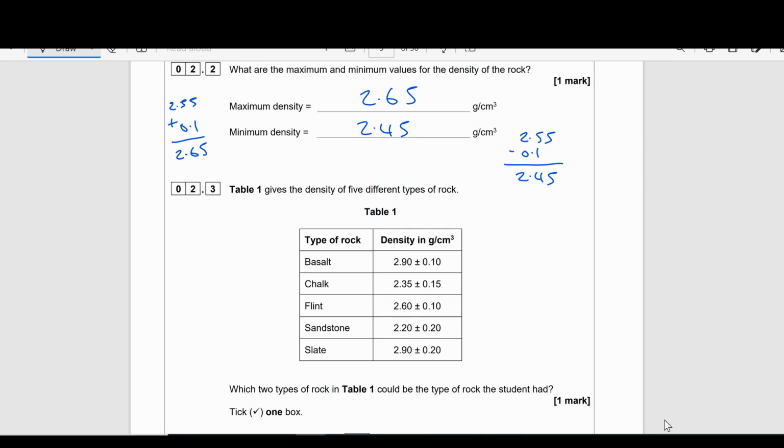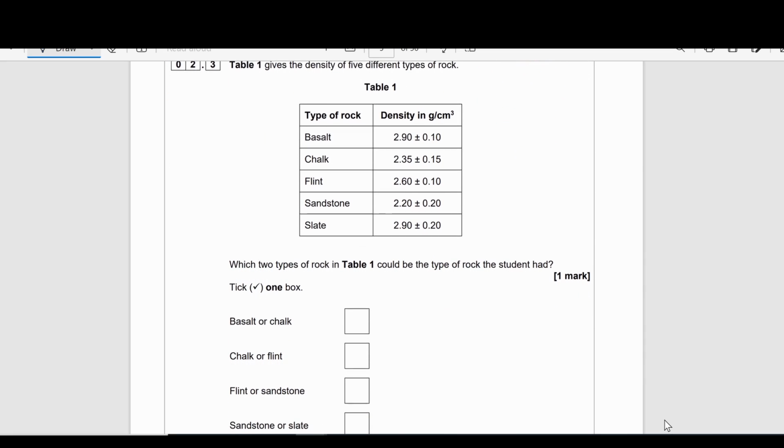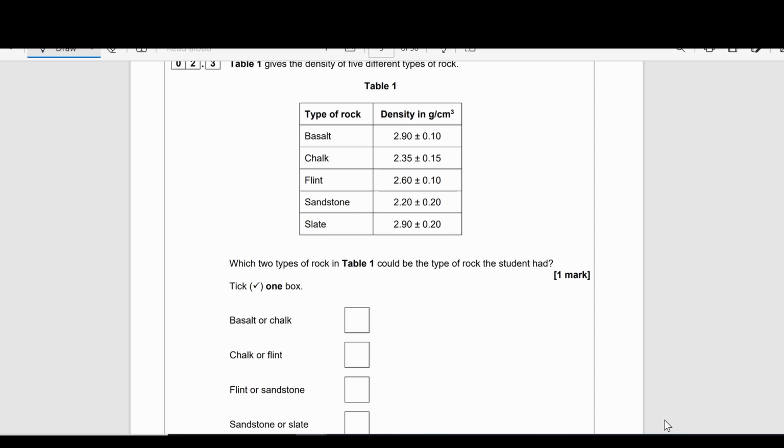2.3. Table 1 gives a density of 5 different types of rock: basalt, chalk, flint, sandstone, and slate. Densities for all of them. Again, plus or minus values given. These plus or minus values are different though. Which 2 types of rock in table 1 could be the type of rock the student had?